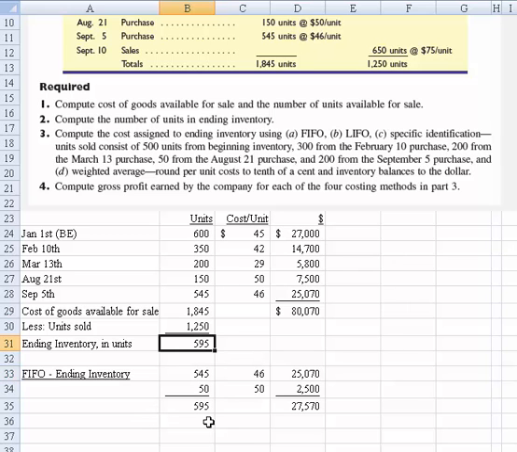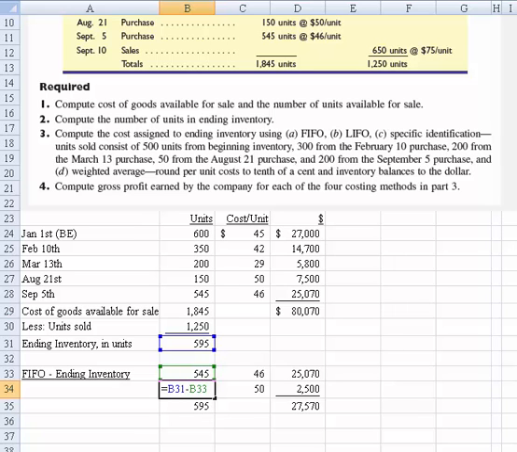So we know we have 595 units to account for. That's why that matches that. We purchased 545 on September 5th. So we assume since that's the last purchase, that's still on hand. So all I've done is reference that cell and reference the cost. And if you see, this is a layer. So this row here represents that last layer that we purchased right there. Well, then we have 50 more units to account for.